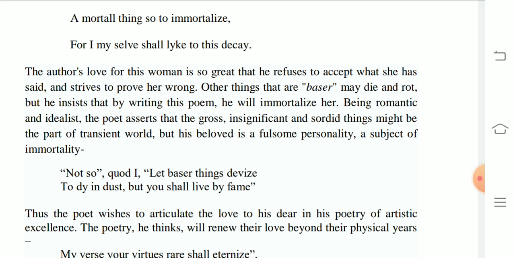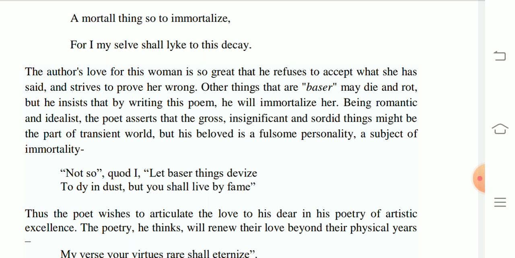Now, this poem is in dialogue form, and what he now says is that the baser things, the inferior things, may die and are subject to death. But he insists that by writing this poem, he will immortalize her. Being romantic and idealist, the poet asserts that the gross, insignificant, sordid things might be part of the transient world, but his beloved is a fulsome personality, a subject of immortality.